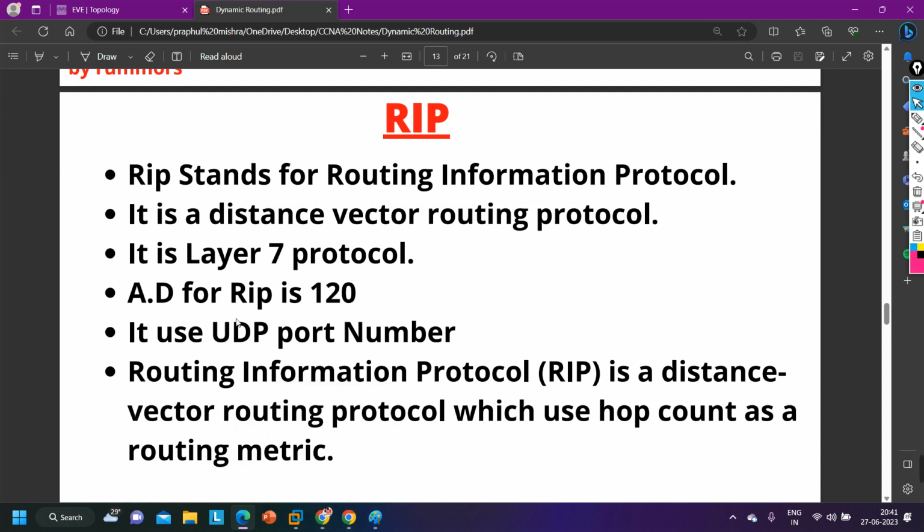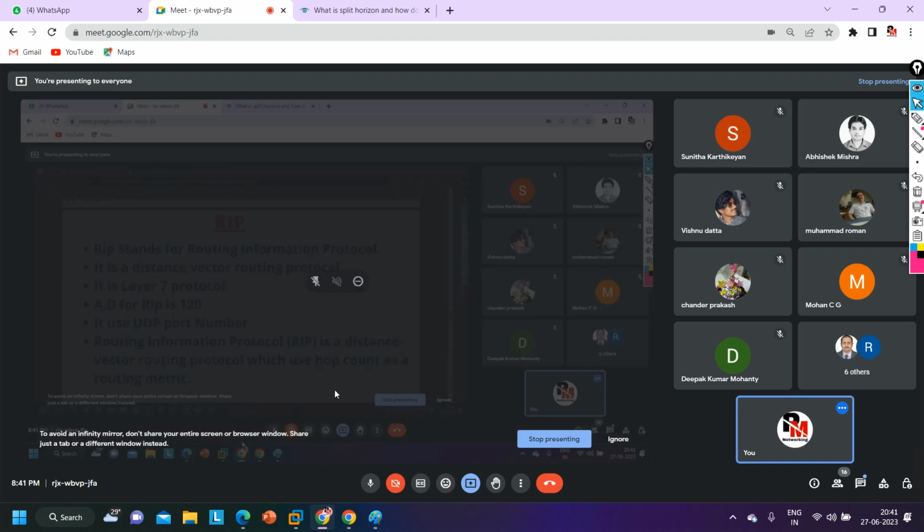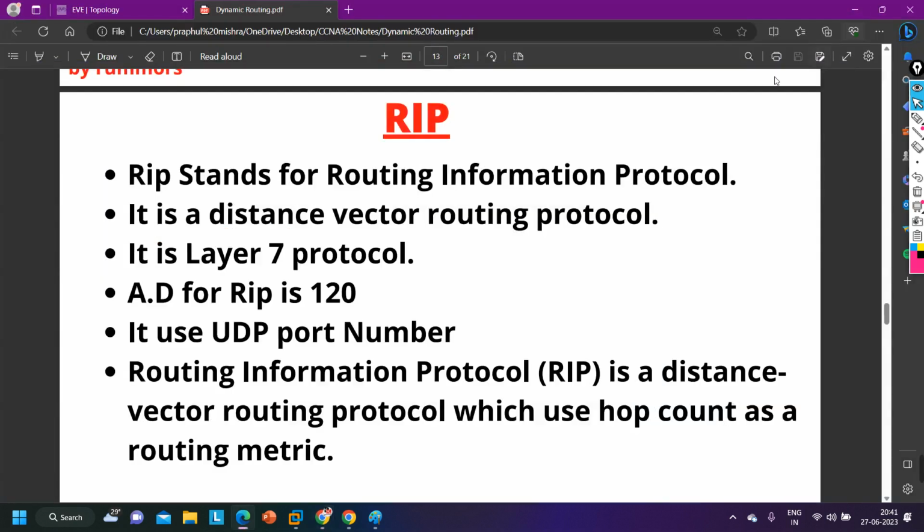Hello. Rohit. What is the port number of RIP?